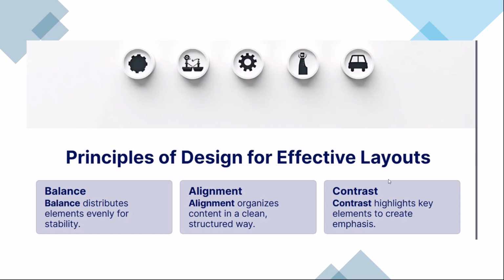Now let's talk about the principles of design for effective layout. The very number one principle of design is balance. What does balance do in your design? Balance distributes elements evenly for stability. When there is an even distribution of elements, let's take for instance you have your shapes, your squares, and they are evenly distributed, then there is balance. And the essence of even balance is for what? Stability. When you have balance, your design is stable. So to bring about visual stability, you need balance in your design.